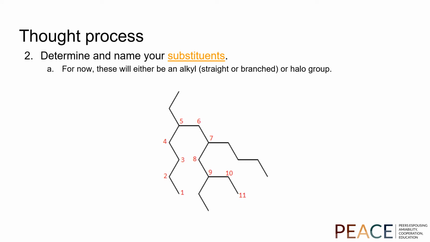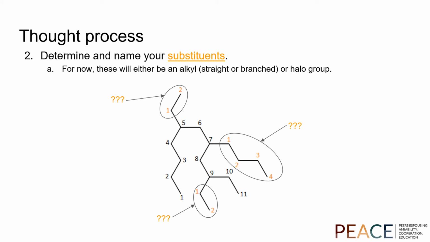Next up, we need to determine and name the substituents. Let's first circle these substituents and number their carbons so we can easily determine what kind of alkyl group they are. Once that's done, all that's left to do is actually identify them. I encourage you to pause the video and name each one before moving on.